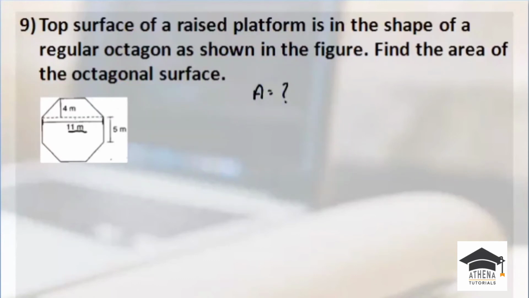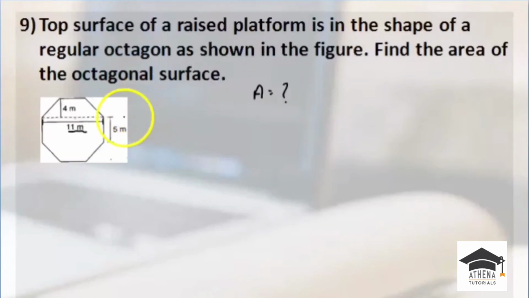In order to solve this problem, we need to break this figure. First, let's check what they have given. They have mentioned that the side of the octagon is 5 meter, which means all the sides are 5 meter. Since in octagon all the sides are equal, all 8 sides are 5 meters. They have given that the distance from here till here is 11 meter and height is 4 meter. Let's break the figure first. I have done it in the next slide.